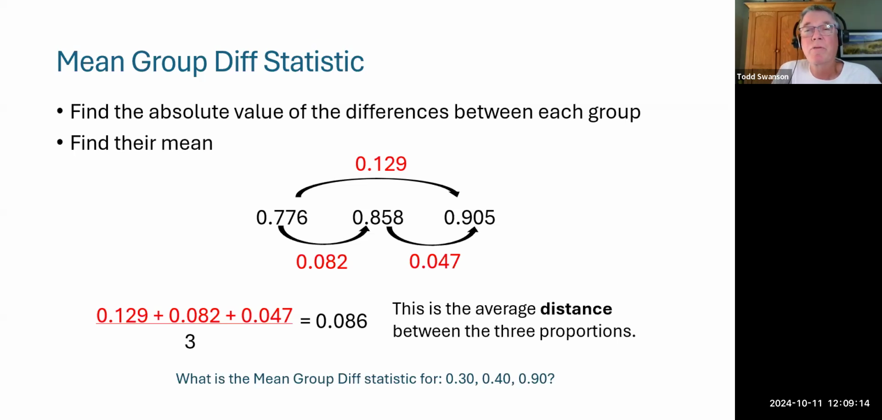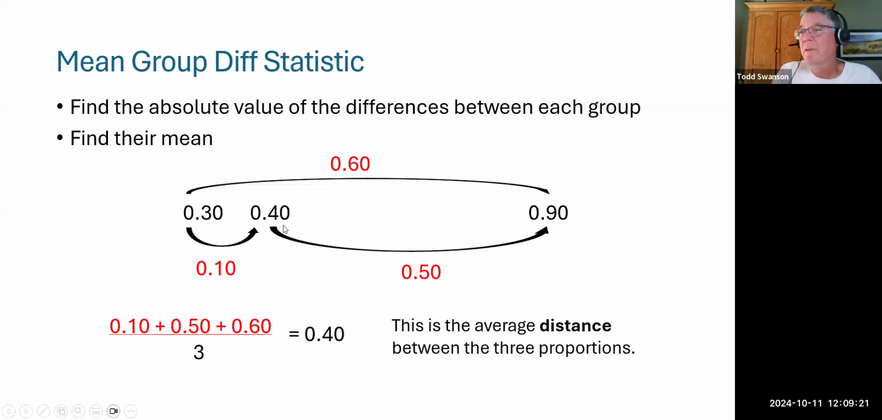Yeah, I'm seeing a couple of 0.4s. Yeah, I think it is 0.4. So again, on this next slide, you've got my three proportions there. Find the distance between those three, 0.1, 0.5, 0.6, add them up and divide by 3. So again, we're finding that number.